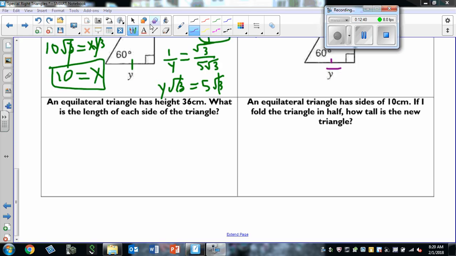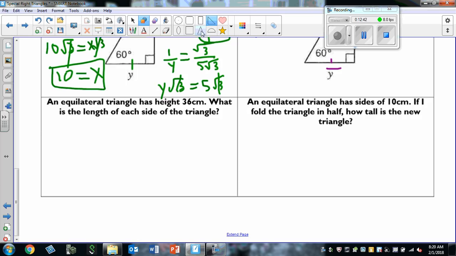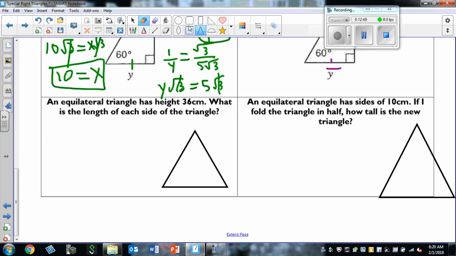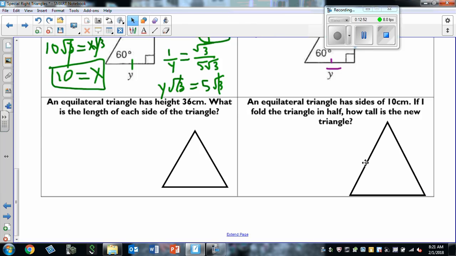Okay, lastly, looking at our equilateral triangles, let me get that up here. I know I'm going to need one over here, so I'm going to go ahead and put that there. Let me bring that in. On this first one, it tells me that the height is 36. Height means straight up and down. So I'm going to go ahead and drop that altitude. That altitude I just dropped, that's what is 36.